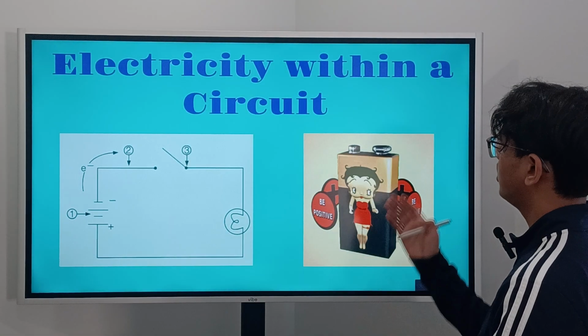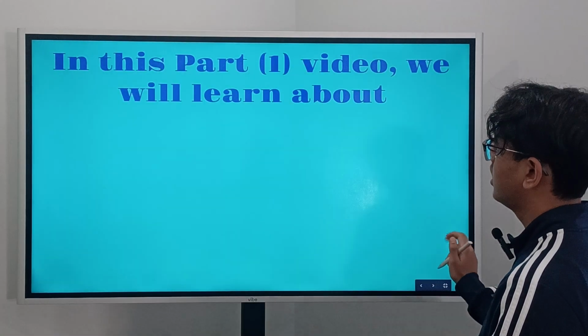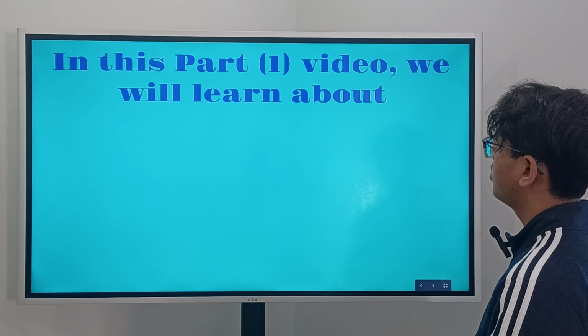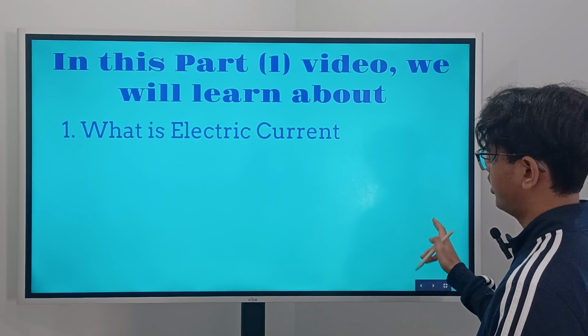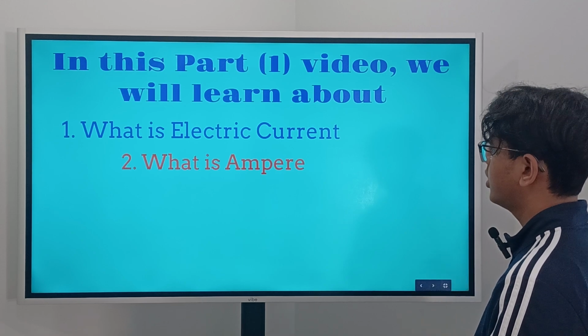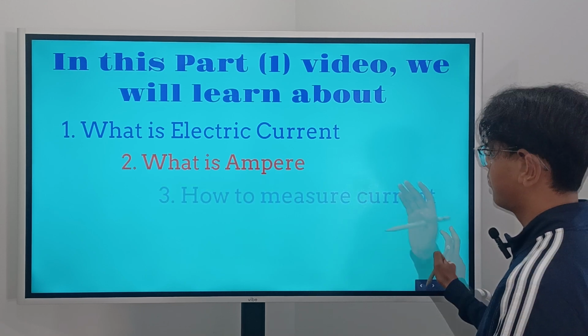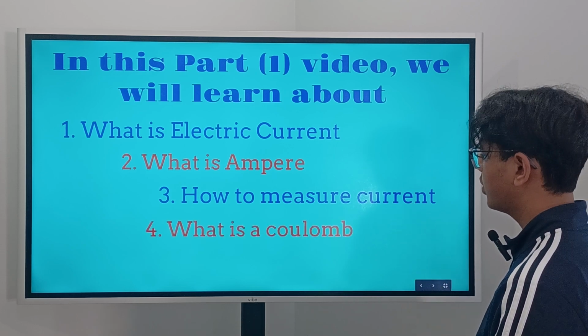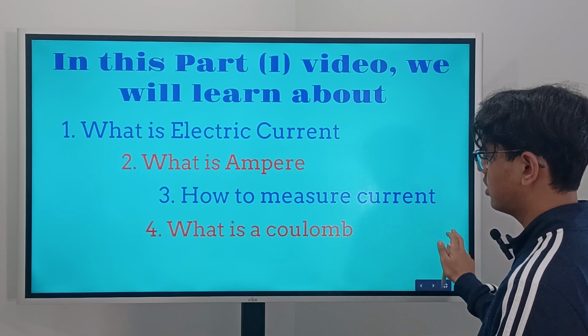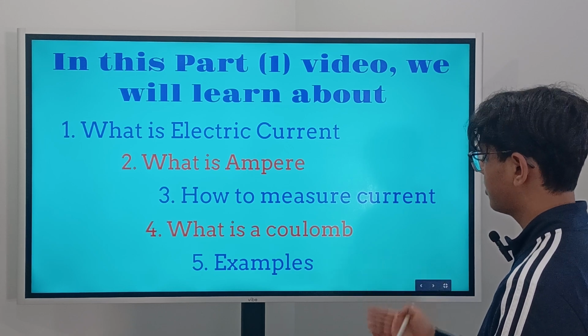Today we're going to be going over electricity within a circuit. So in this part 1 video, what are we going to learn about? We're first going to learn about what is electrical current. Second, we're going to learn about what an amp is. Third, how to measure current. Fourth, what is a coulomb. And finally, fifth, we're going to go over some examples.